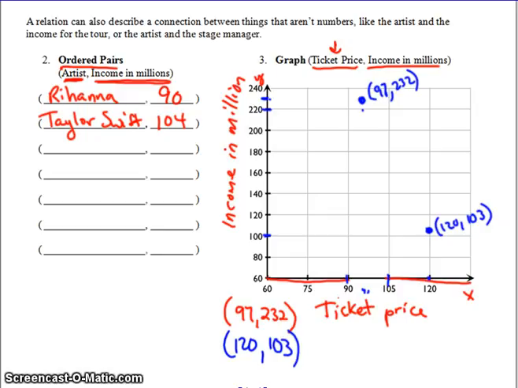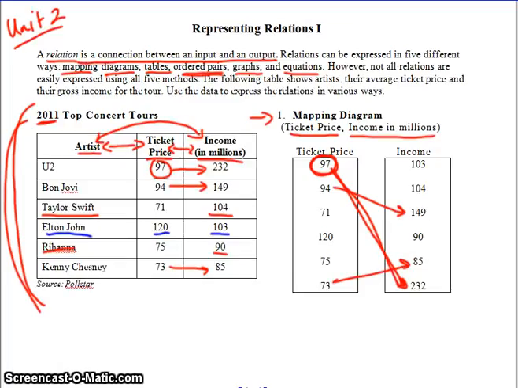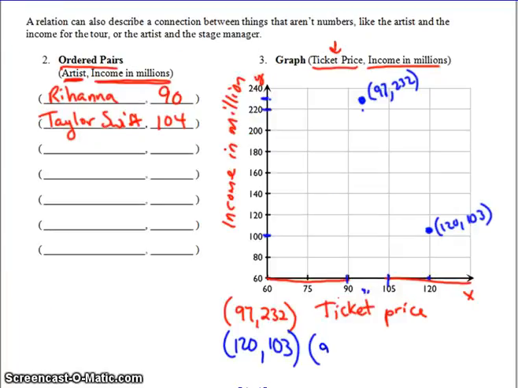All right, let me do one more. We did U2, we did Elton John. Let's do Bon Jovi, which is 94 to 149. So I'm going to do 94 to 149. 94 is just past 90. Remember, this was 97 right here. 94's got to be a little bit about right there. And then 150 is halfway, so 149 should be right there. So I'm going to go up here, about right there should be 94, 149.